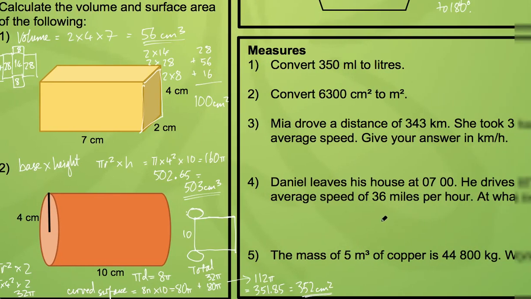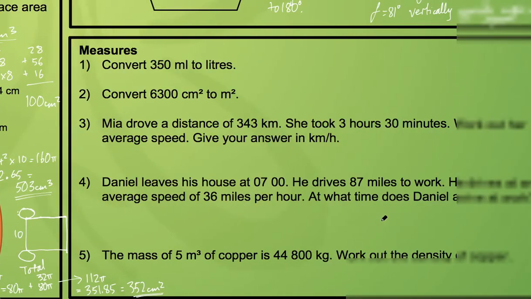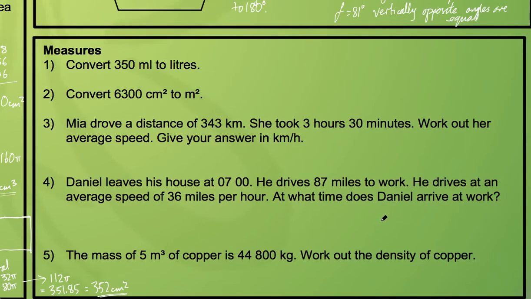Okay, final section of this is measures. So I've got 350 milliliters to liters. I know that there's 1,000 milliliters in a liter, that's what the milli means. So I've got less than 1,000 here, so less than 1,000 is going to be 0 point something. And if I had the 1 in that column, then these would be next to that column, 0.35 liters.